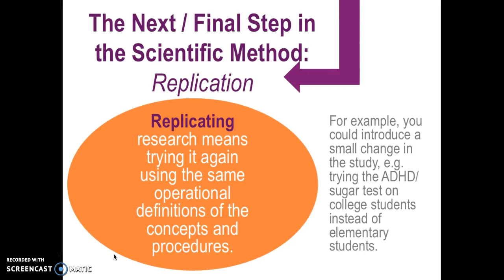Okay? All right. Now, the next and the final step in the scientific method is replication. This is really important. You have to be able to replicate your experiment, okay? And what this means is that you can try the experiment again. You can replicate the survey. You can replicate the natural observation by using the same procedures and observational definitions, okay? So you can introduce a small change in the study, all right?